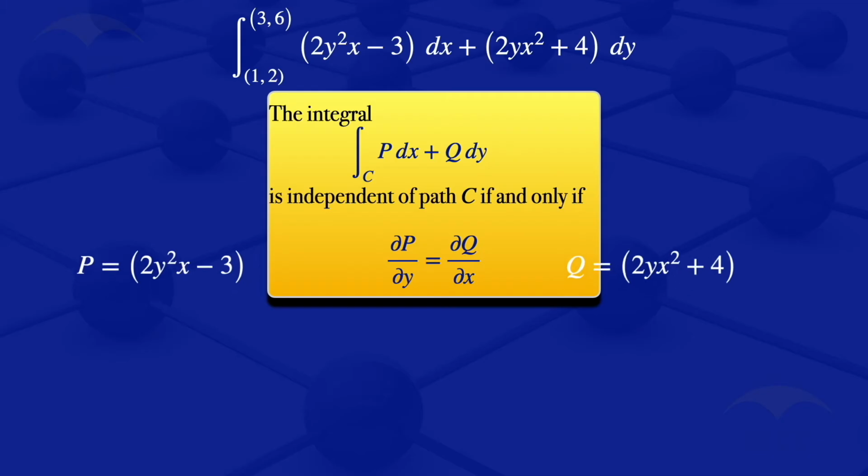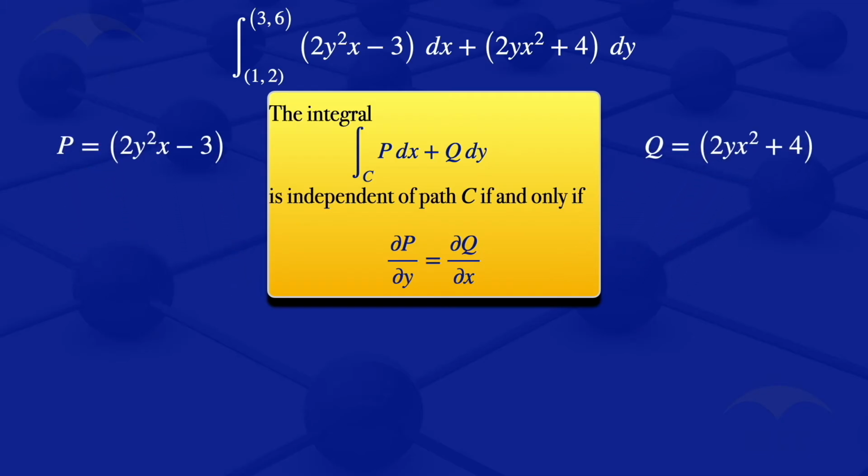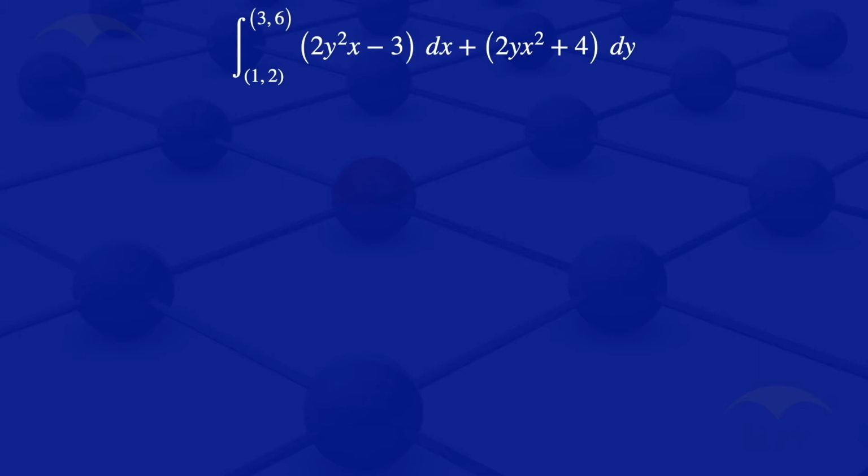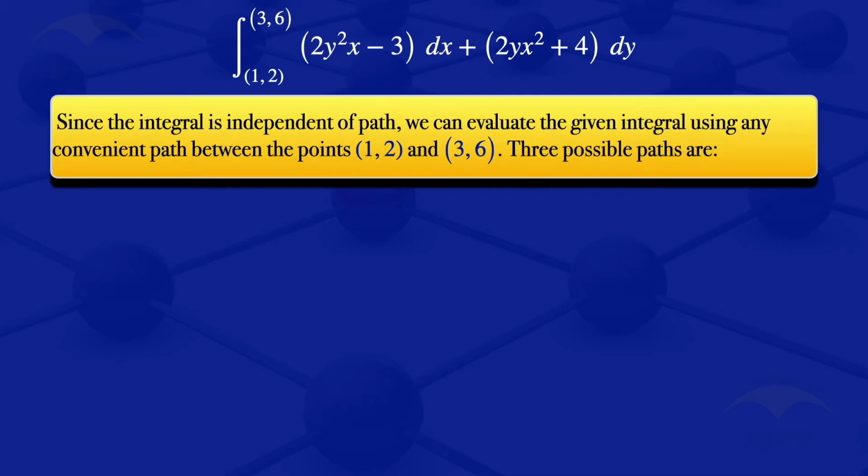Then we evaluate the partial derivatives. The partial derivative of P with respect to y equals 4xy, and the partial derivative of Q with respect to x equals 4xy. Those partial derivatives are equal, so using this criterion, the integral is independent of path. So we can evaluate the integral using any convenient path between the points (1, 2) and (3, 6). Whichever path we use, the result will be the same.